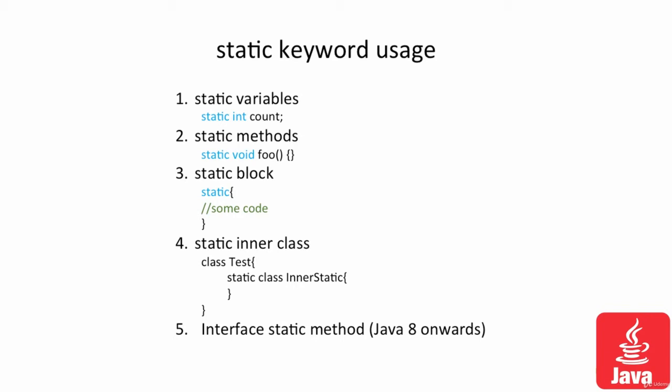When we have a static block, we can write a different set of code and keep it static by simply writing the static keyword and placing everything else in curly braces. Then we can also create static inner classes. We can create a static class within another class by simply writing the static keyword before the class keyword itself. Similarly, we can create a static method and interface method.